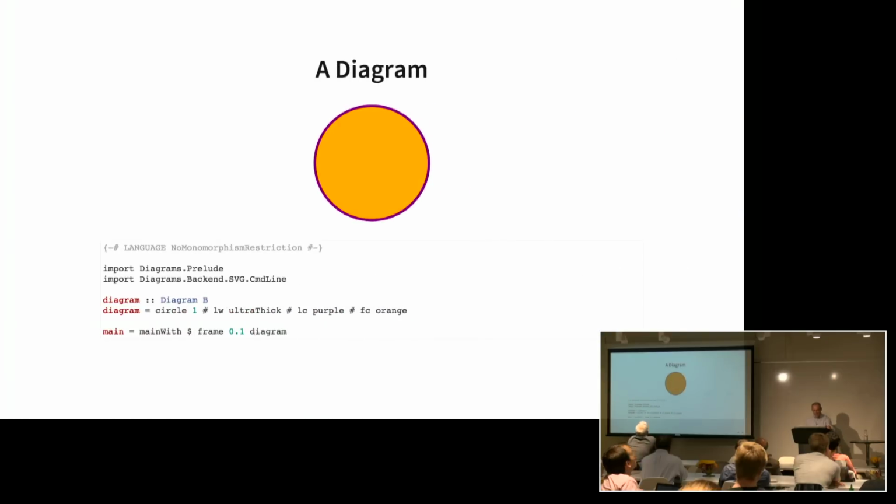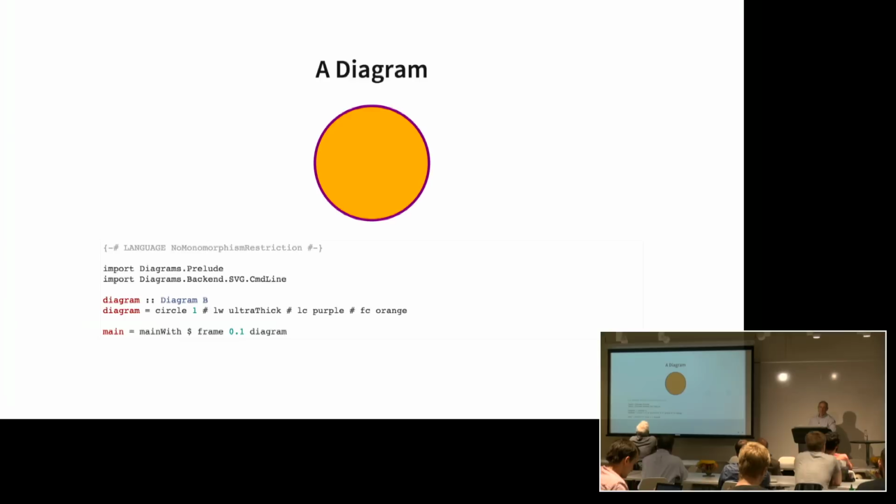So let's just look at a somewhat complete Diagrams program just to get started. We always have the NoMonomorphismRestriction. If you don't, you're going to run into type errors that you're probably not going to know what they mean. So as a matter of course, for as long as I've been working on it, we've been just putting that language pragma on top. If you're using GHC 7.10, you're probably going to need FlexibleContexts and possibly TypeFamilies as well. So if the compiler asks for those, just give it to it.